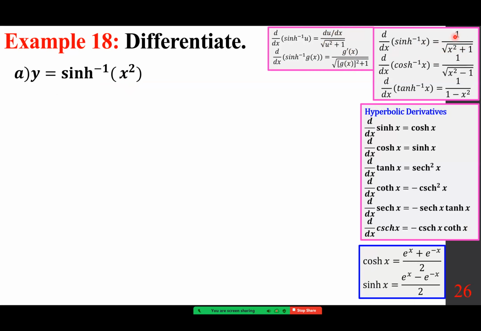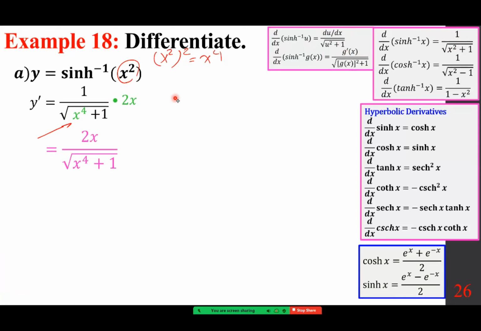So first, I'm going to just write this without the x squared, even if I don't give you that. So instead of x squared, I'm going to write this one. So I'm going to square this piece, becomes x to the power of 4, and I put it here. And then by the chain rule, I need the derivative of that. You can say du/dx, I need g prime of x, which is 2x, and I rewrite that as the final answer.